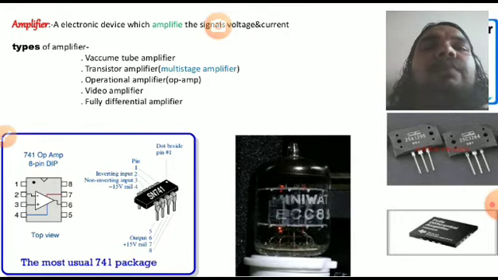There are types of amplifiers. First one is vacuum tube amplifier. Second one is transistor amplifier, then multi-stage amplifier. Third one is operational amplifier. Fourth one is video amplifier. And the fifth one is fully differential amplifier.